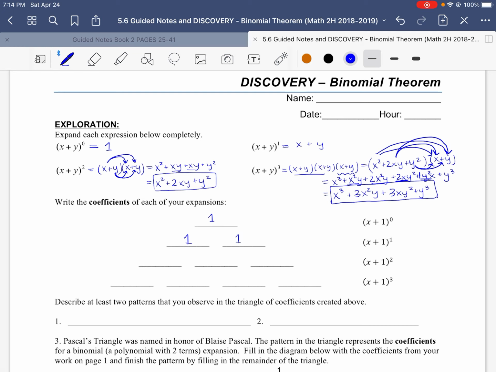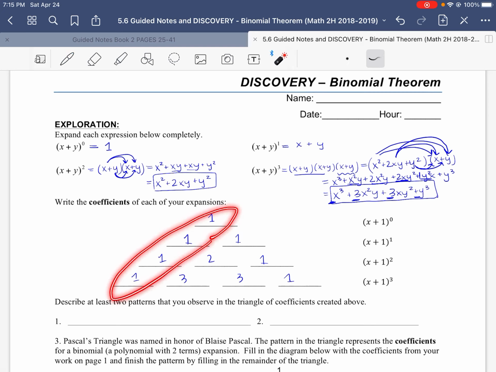The next one here, we have x plus y squared. So notice here we've got a 1 out front of the x squared. We've got a 2 and then another 1. So this one would be 1, 2, 1. And the next one, it looks like, was a 1 and a 3 and a 3 and a 1. So 1, 3, 3, 1. So it says describe at least two patterns you observe in the triangle of the coefficients. So just looking at these, there's a bunch of different patterns you can come up with.